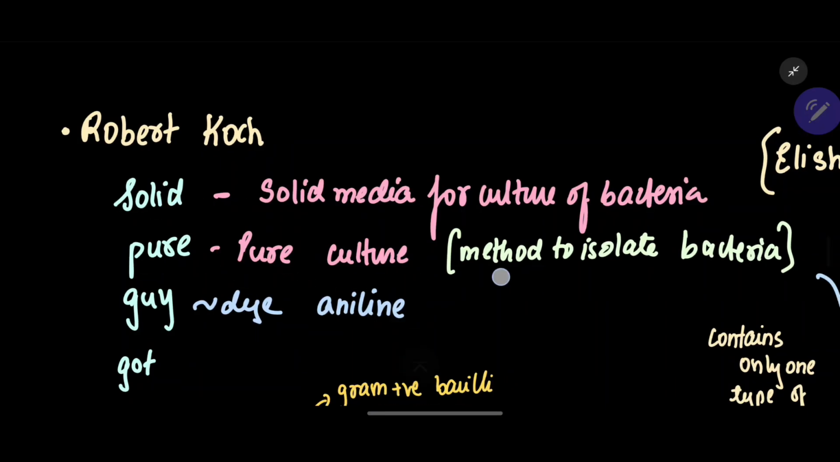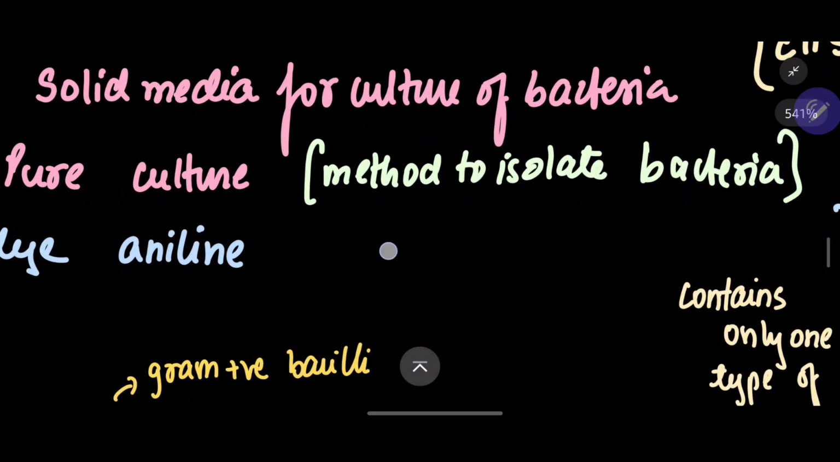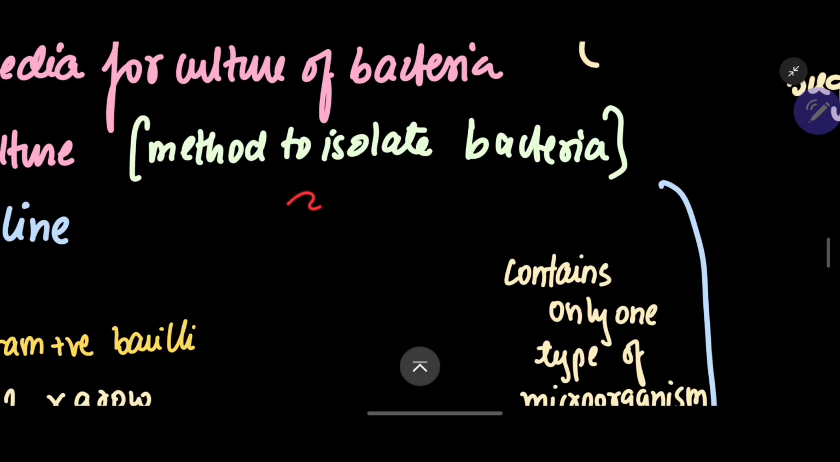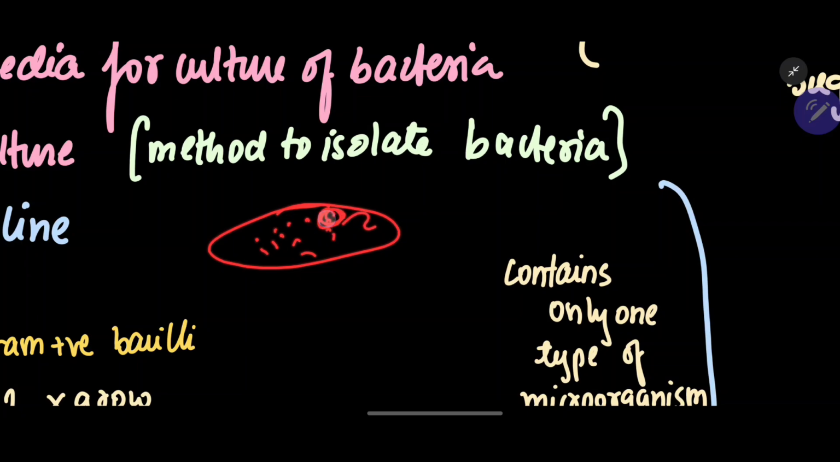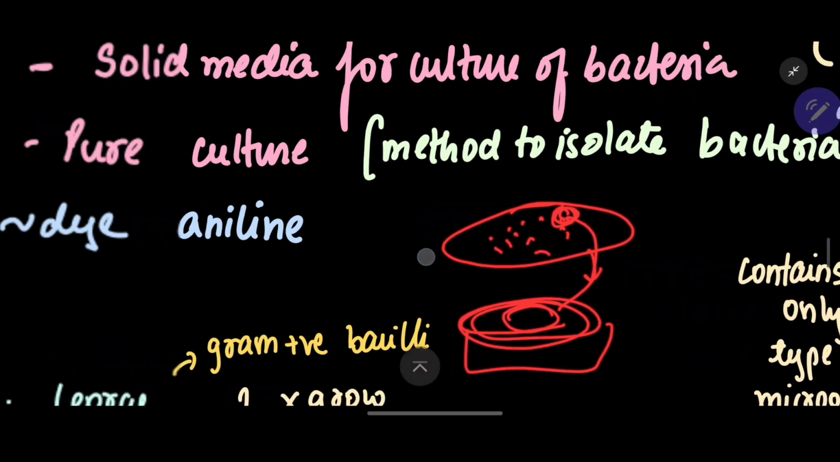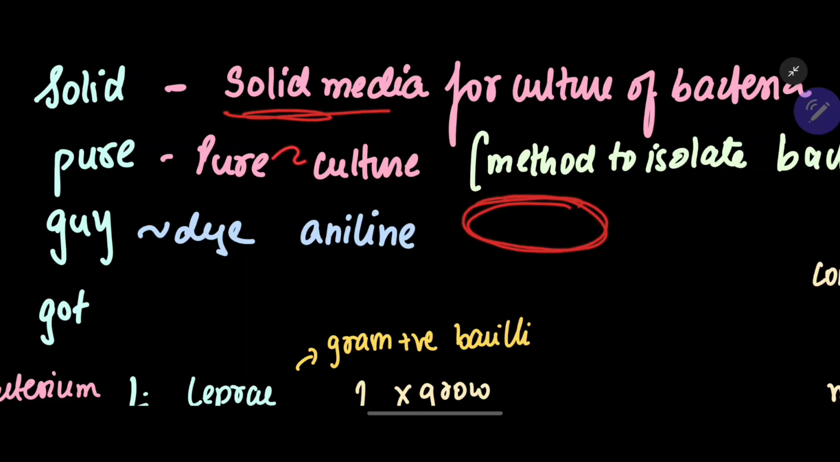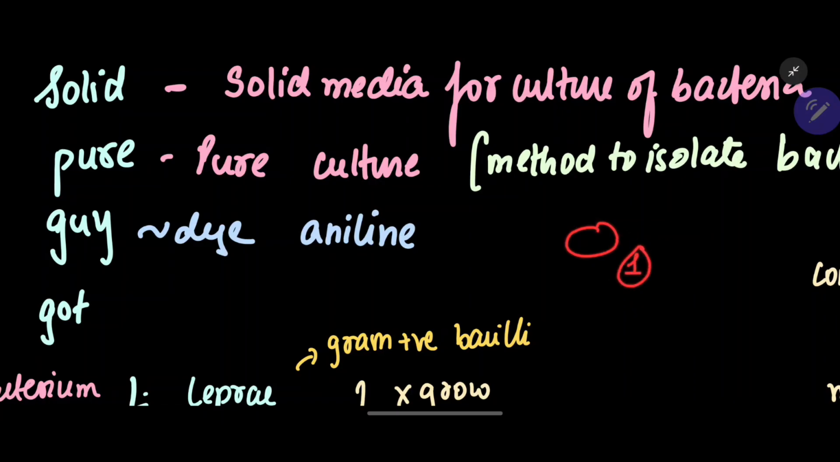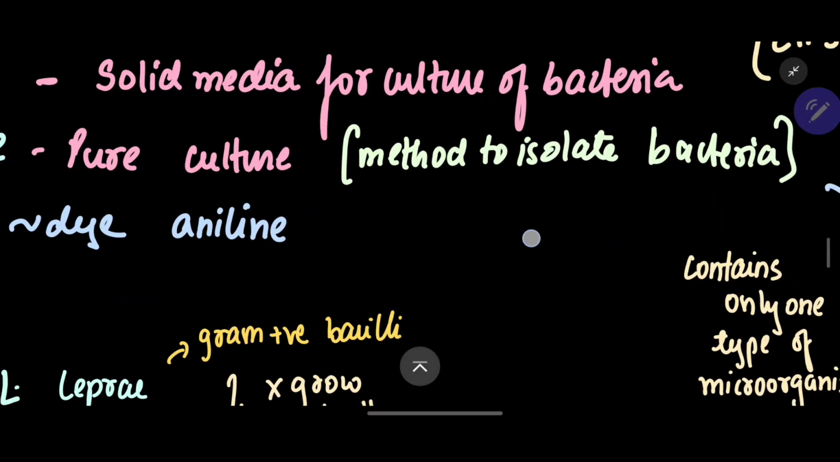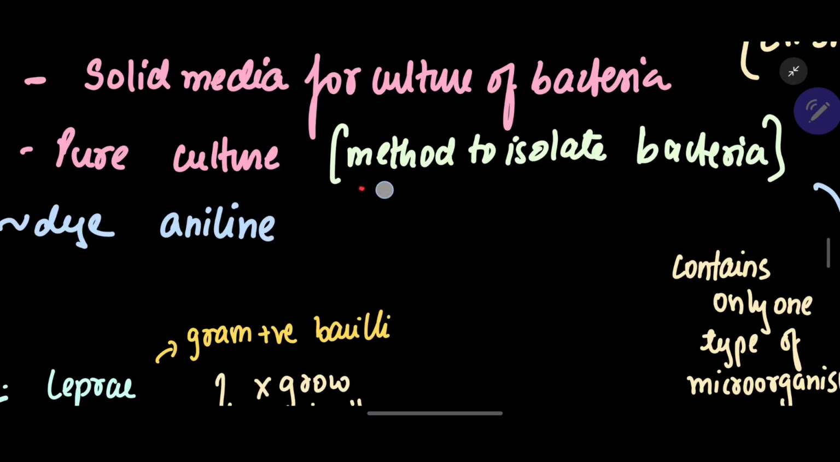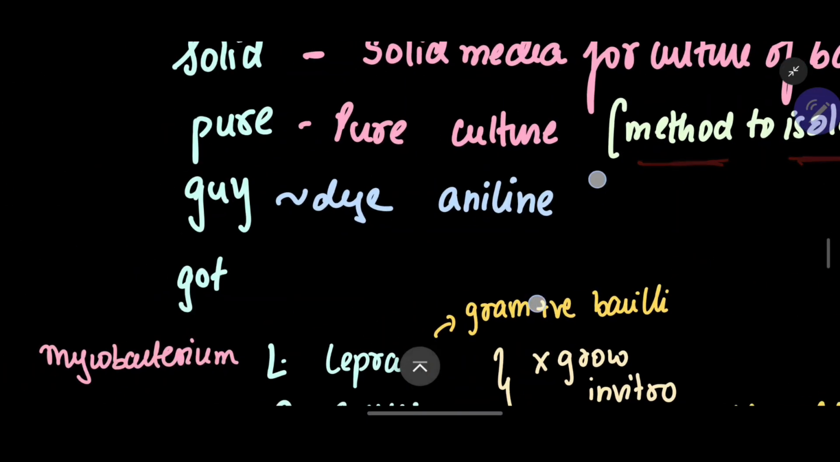So moving on, next is pure, which is for pure culture. Pure culture means a culture which is just having one organism. Let's say we have a culture that is having multiple microorganisms, but then you take one bacteria and then you take a solid culture, let's say, and then you just isolate it. So this is called a pure culture. So he was like, you know what? Not only can I grow things in a solid media, but I can also extract some pure cultures. Like I can extract one single organism. So pure culture is a method to isolate your bacteria.